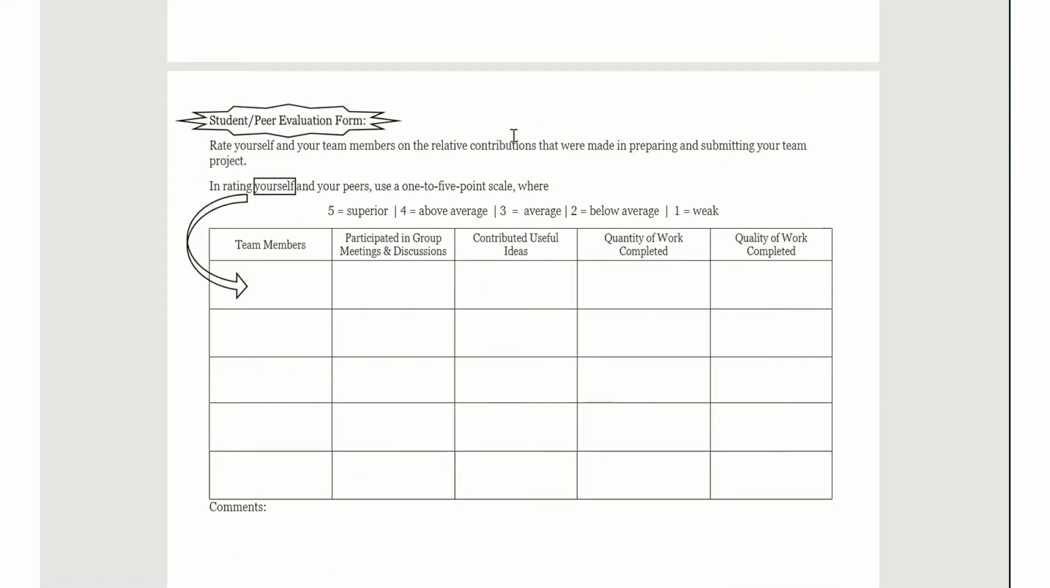So the last page of your packet is your student peer evaluation form. You will be writing down the names of you and your team members and jotting down the relative contributions that were made in preparing and submitting your team project. So again, we have a scale here, 1 for weak, 5 for superior. And you'll rate them based on participation, contributions, quantity, and quality of their work. And this will factor into your overall grades.